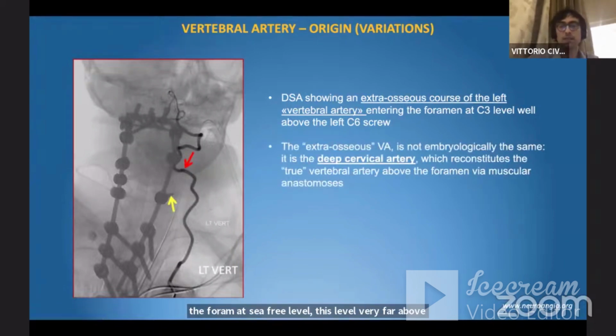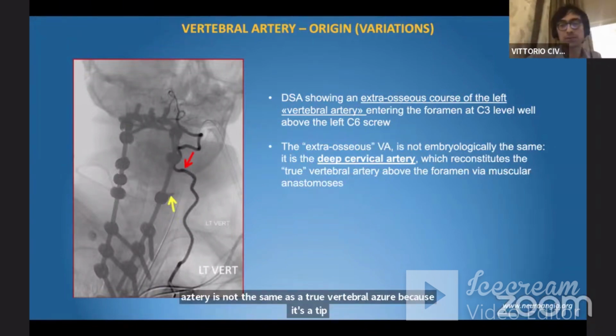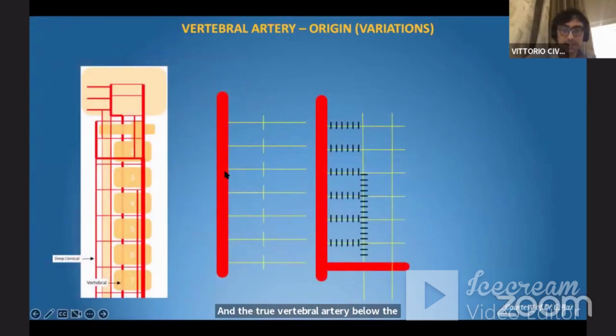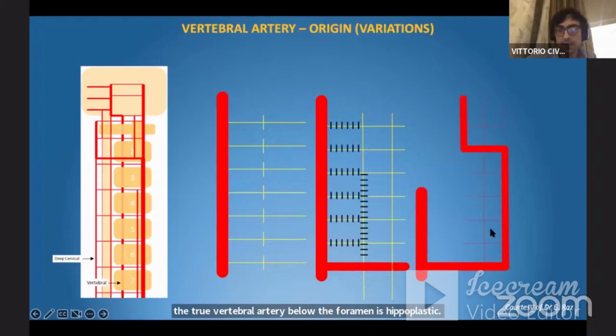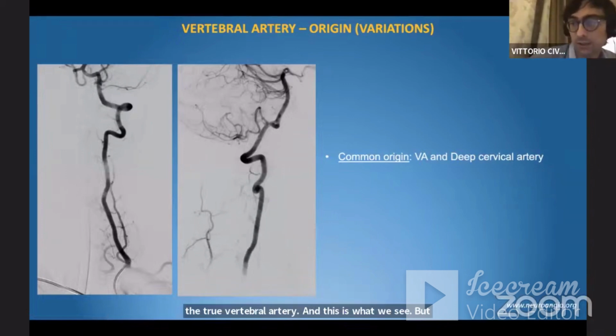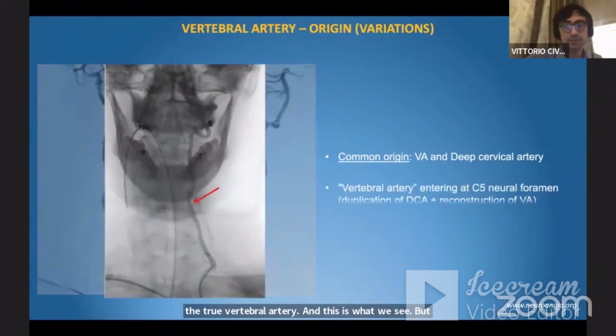And embryologically, this so-called extraosseous vertebral artery is not the same as a true vertebral artery because it's a deep cervical artery that reconstitutes the true vertebral artery. And the true vertebral artery below the foramen is hypoplastic. So we had the regression at this level, and so the deep cervical artery takes over the true vertebral artery. And this is what we see. But then we can have common origin, for example, in this case, with the common origin of the vertebral artery and the deep cervical artery.